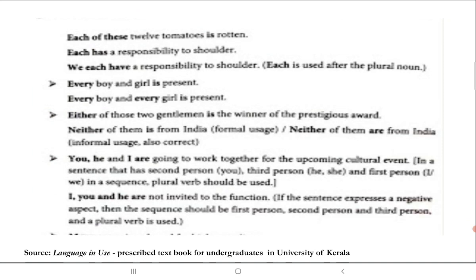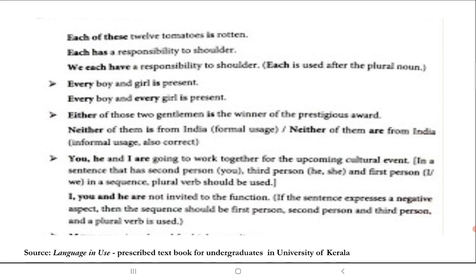Now, another example. You, he and I are going to work together for the upcoming cultural event. So here there is first person, second person and third person. First person is I, second person is you, and third person is he. These are used in a sequence, and in that case, the plural verb should be used. You, he and I are going to work together for the upcoming cultural event.